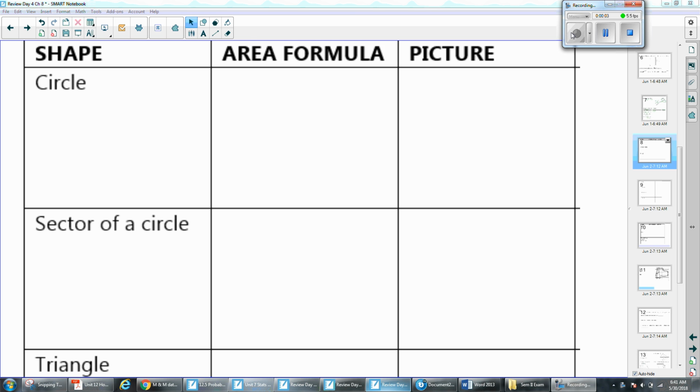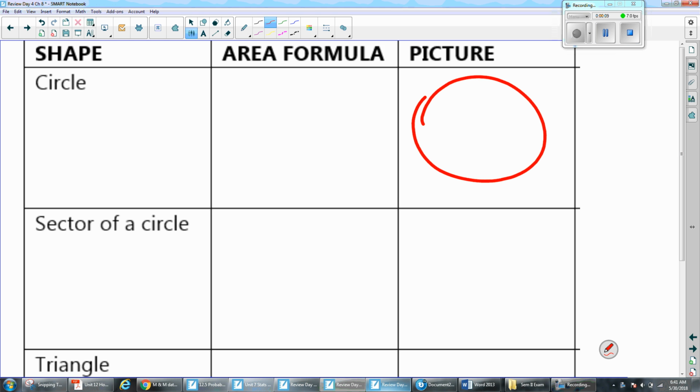Today we're looking at a bunch of different area formulas, starting with our circle. So if here's our circle, here's the center, going out to a point on the circle, that would be our radius. And our area formula uses that radius, so our area equals pi r squared.